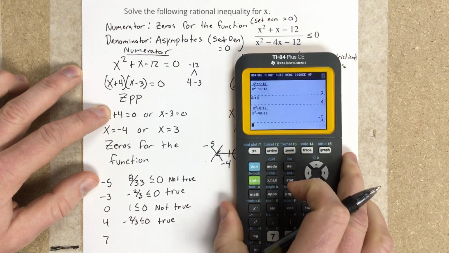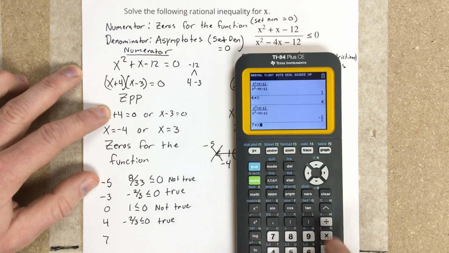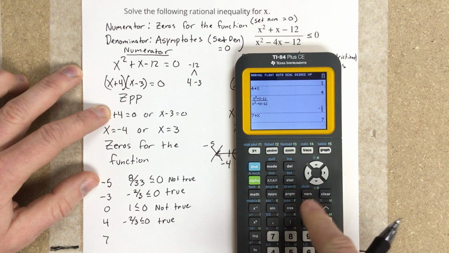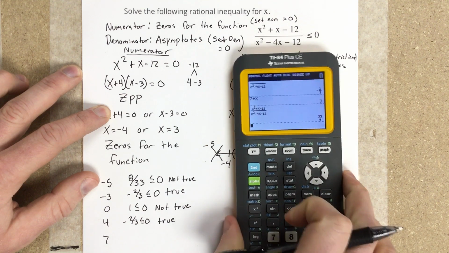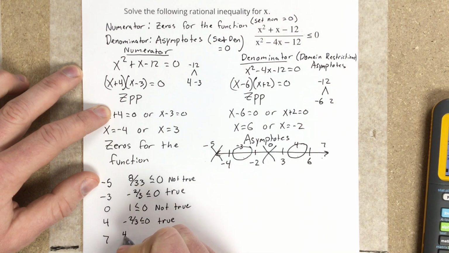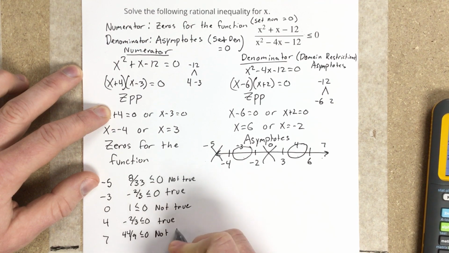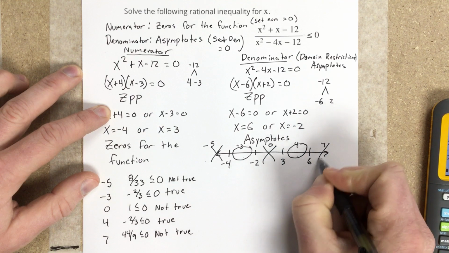And finally, we'll plug in 7. So 7 stored as x. And grab that function one more time. 44 over 9 is less than or equal to 0. And that is not true. So these are not solutions.